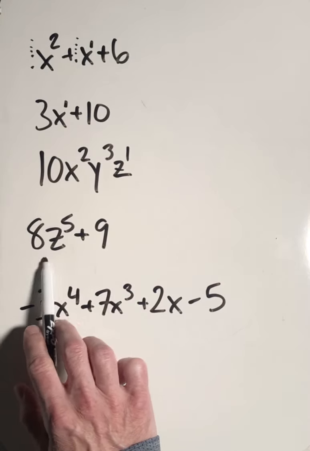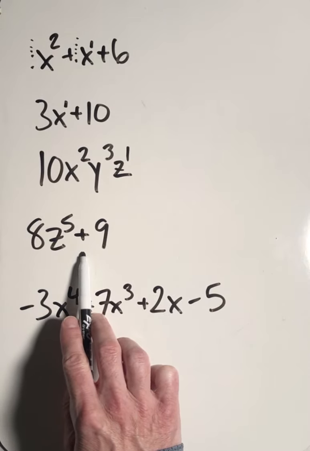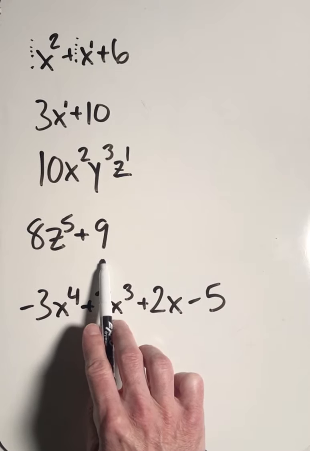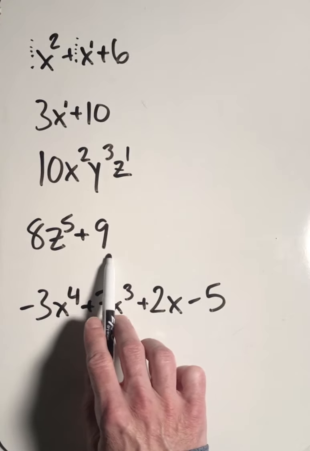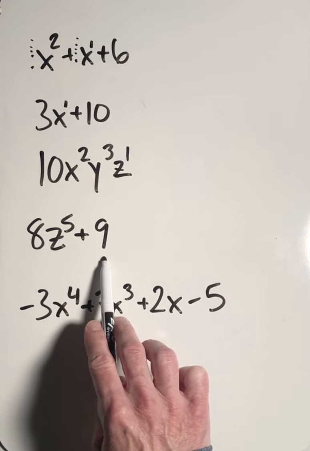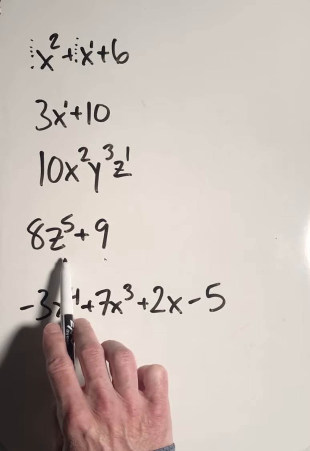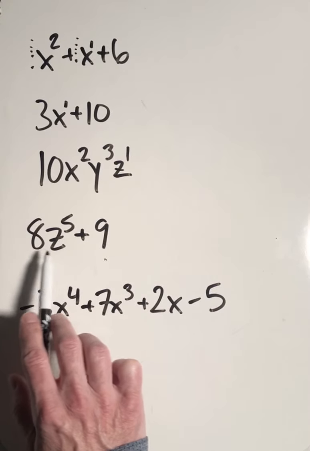This expression has 2 terms. Again, the terms are separated by either an addition or a subtraction sign. The 9 is a constant term. No matter what value we were to plug in or substitute for z, this term will always equal 9, constantly, so we call it a constant. This term, 8z to the 5th power, has an exponent of 5 and a coefficient of 8.